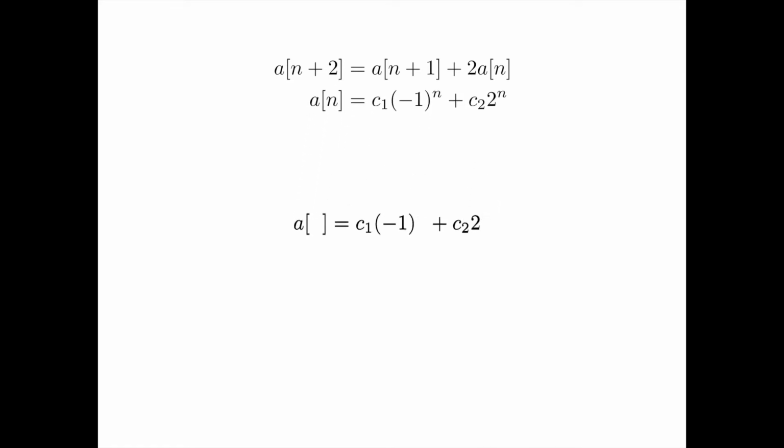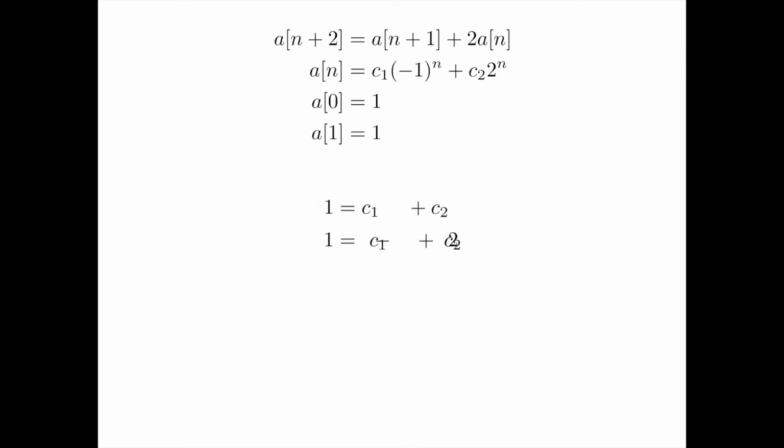First, we'll plug in n equals 0 and 1 into our general solution. Then we can recall that our initial conditions were 1 and 1. So this top line becomes c1 plus c2, and the bottom line becomes minus c1 plus 2c2. Then we can add the first line to the second line, and then add like terms, and we get that 3c2 is equal to 2. So we can divide out that 3, and we get that c2 is equal to 2/3.